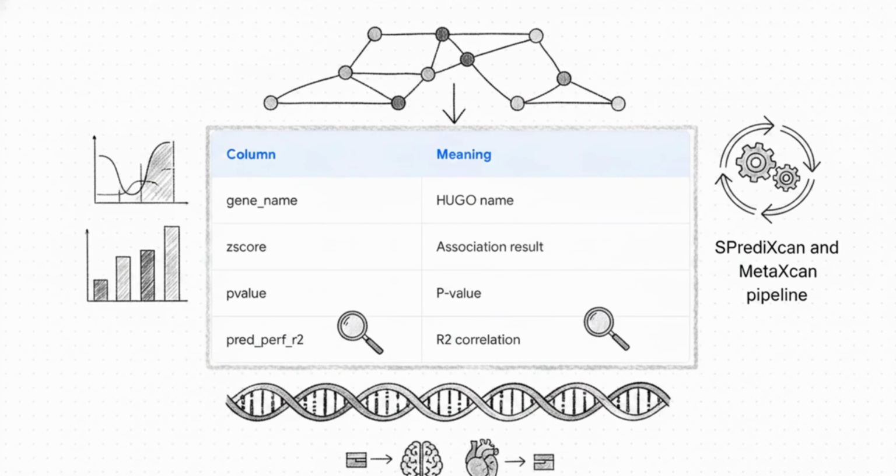So the crucial point is knowing how to methodically deconstruct this wall of text. We turn that raw data into readable biological metrics by zeroing in on a few key columns. Gene name is straightforward. That's your standard HUGO gene identifier. The Z-score tells us both the direction and the strength of the association. Then you have the p-value, which flags the statistical significance, and pred_perf_R2, which basically shows us how well our tissue model correlated to the actual measured transcriptome.